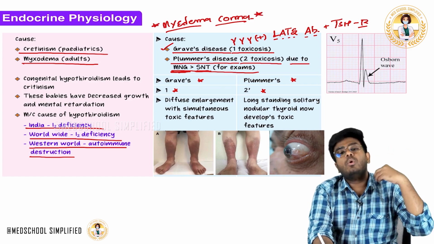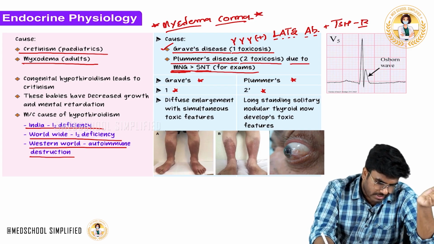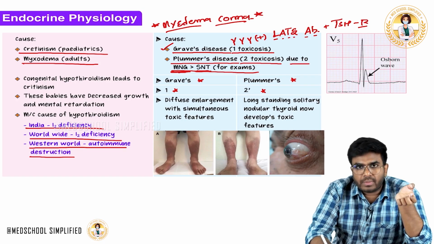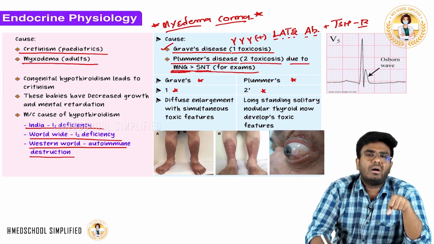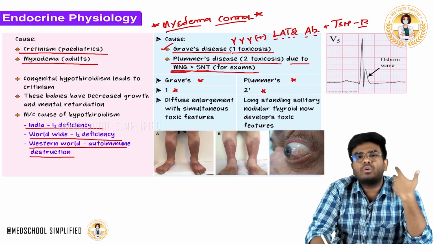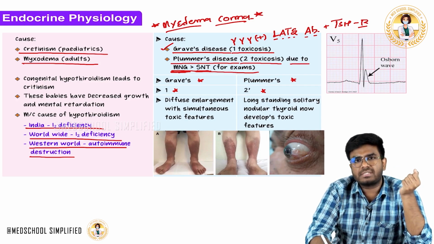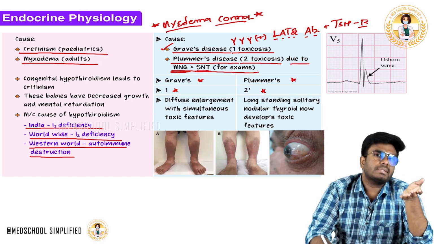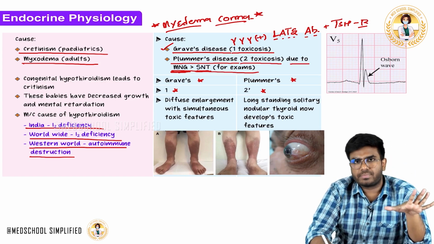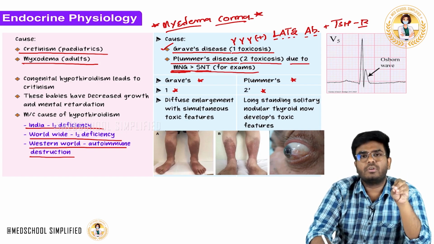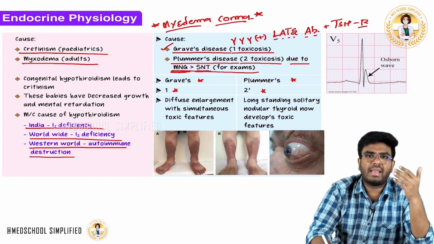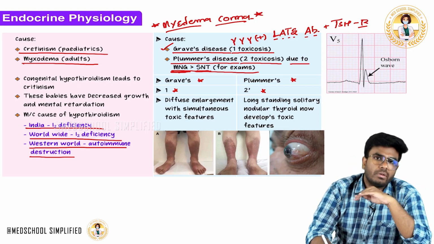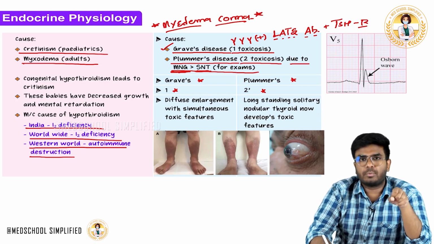Myxedema coma is a more severe complication. Try to understand: one female came to you and she says she has overbleeding during her menses. Now she is feeling depressed. She is giving you all the complaints suggesting that she has hypothyroidism. You run the laboratory tests and it's very clear the T3 and T4 levels are very, very low. You conclude that this patient has hypothyroidism.